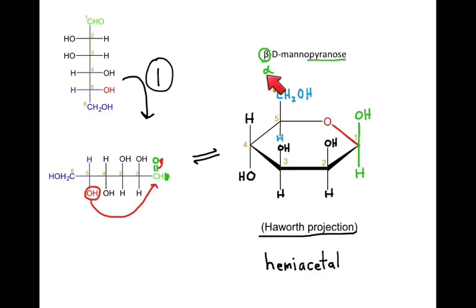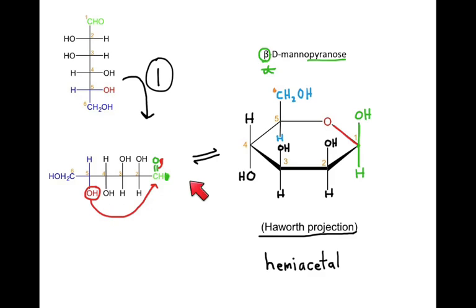Okay? If this happened to be alpha, that would mean that our OH would be down, anti to the CH2OH. So alpha means the OH would be here, opposite the CH2OH. Beta means the alcohol is on the same side as the CH2OH. And the normal situation is you have a D carbohydrate and the CH2OH is up. Therefore, our OH here is also up. And that's really all we have to do to form our Haworth projection.